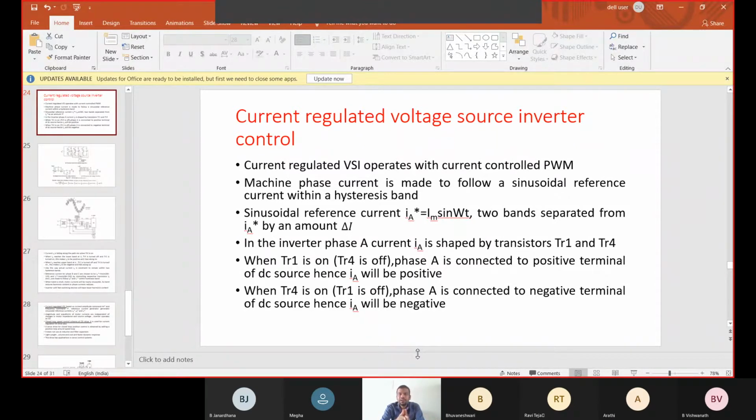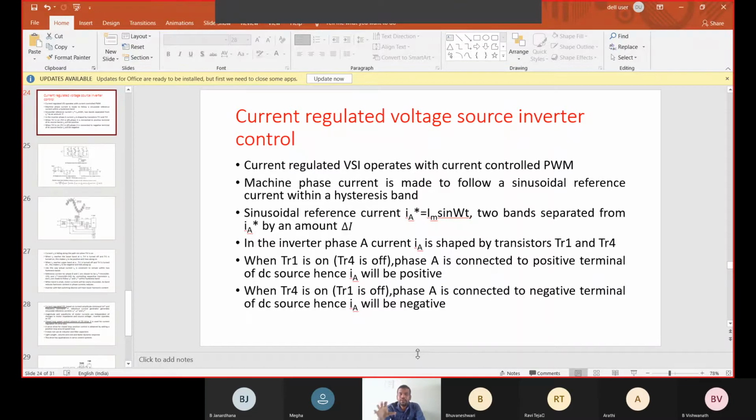Now, the VSI we studied, the same VSI, but here the VSI is fed with the current regulated supply. That's the thing. So the current regulated VSI operates with current controlled PWM, and here the machine phase current, the machine that is running through the current sources, is made to follow a sinusoidal reference current. I will show you that later. So this is a sinusoidal current waveform with the hysteresis band.